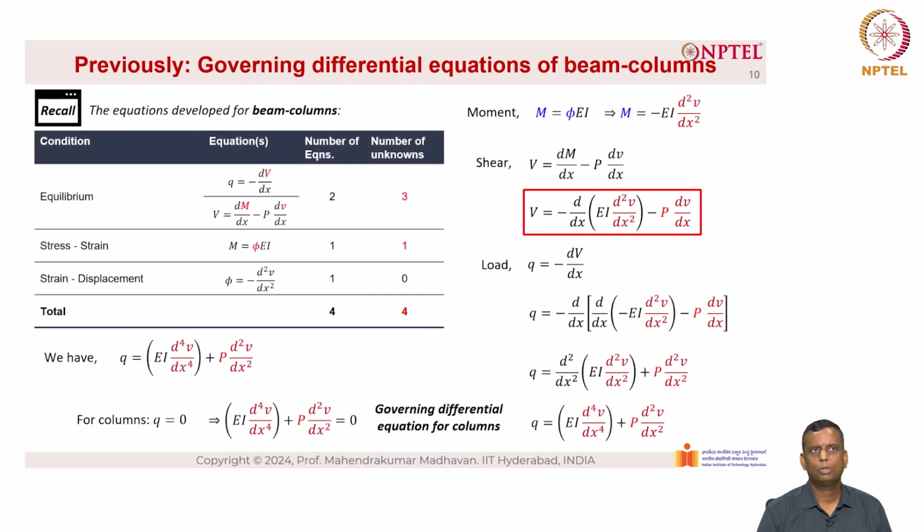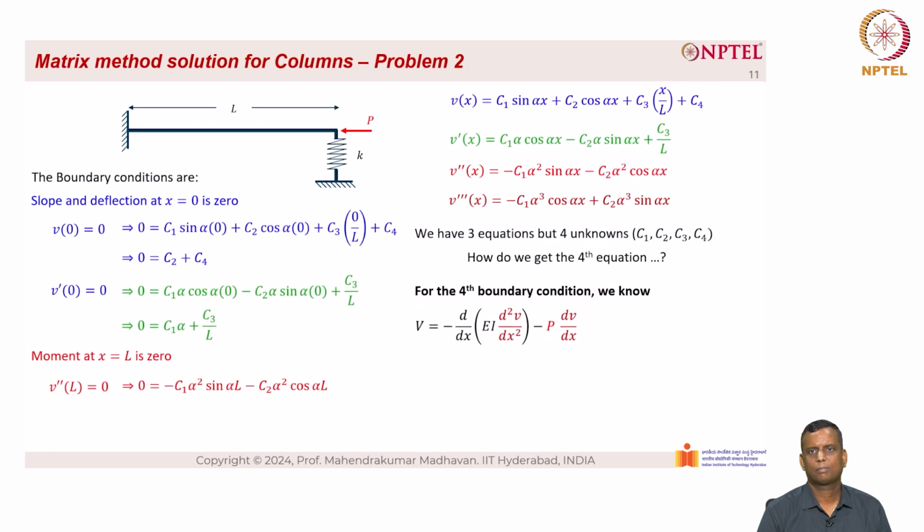We have solved this one previously in the development of beam column equations. So we are going to recall this value and then proceed with this. We have V equal to minus d by dx of EI into d square v by dx square minus P into dv by dx. So V of L at length L is minus d by dx of EI into d square v sub L divided by dx square minus P into d of v sub L divided by dx.